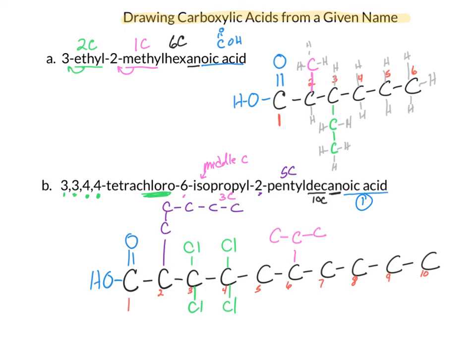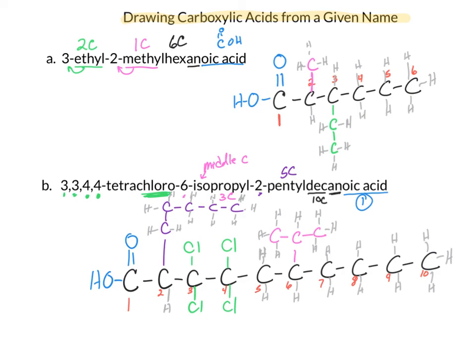So we now have our carbon skeleton. The next step is to add our hydrogens in, and we're going to make sure that every carbon has 4 bonds to it, and that the oxygens each have 2. The hydrogens and the halogens should each have 1. And there's our structure, 3,3,4,4 tetrachloro 6-isopropyl 2-pentyldecanoic acid. Can you believe you can draw something like that?